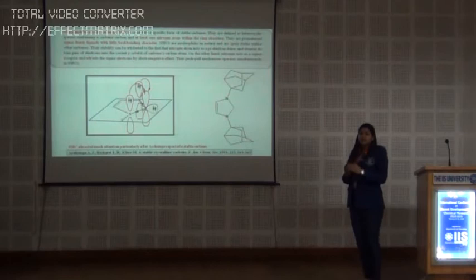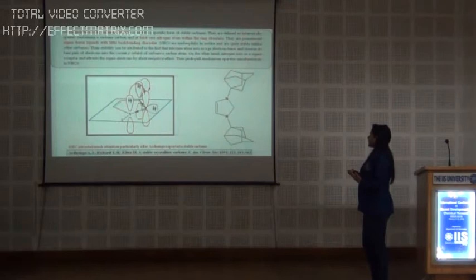Wanzlick was the first one who studied the stability and reactivity of NHCs. NHCs attracted much attention, particularly after Arduengo reported a stable carbene. This was the carbene which was reported by Arduengo.